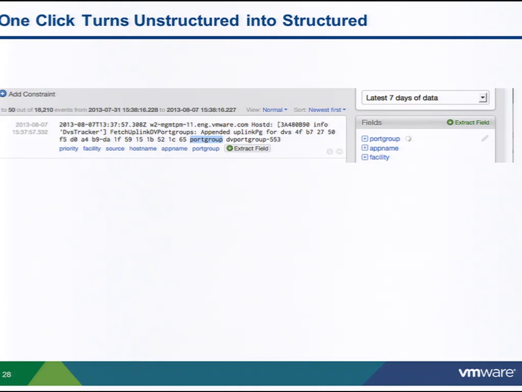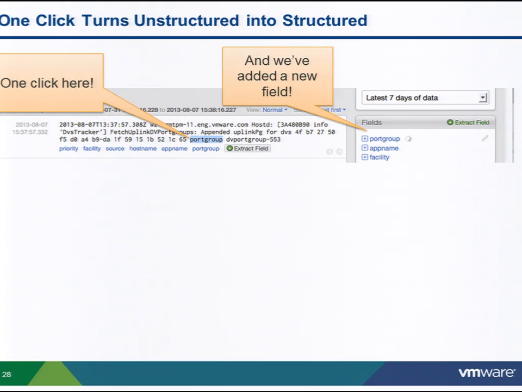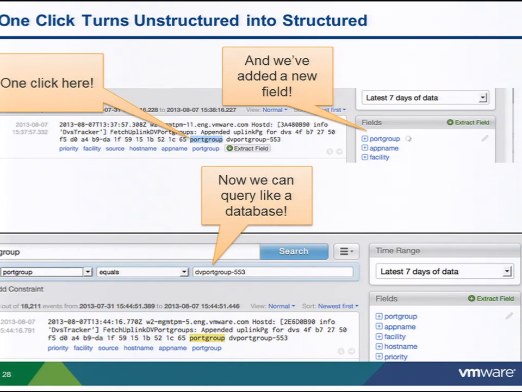We want to make this as easy as possible. We don't want you to have to learn some convoluted, full command line syntax to figure out how to do this. You don't want to have to be a Linux expert, right? So how does it work? You literally just click and drag and highlight that DV port group 553. You click the extract field button, right? One click, and boom, pop, over there goes a new port group field, and now you can query it like a database. Okay, I'm going to let you guys process that for a second.